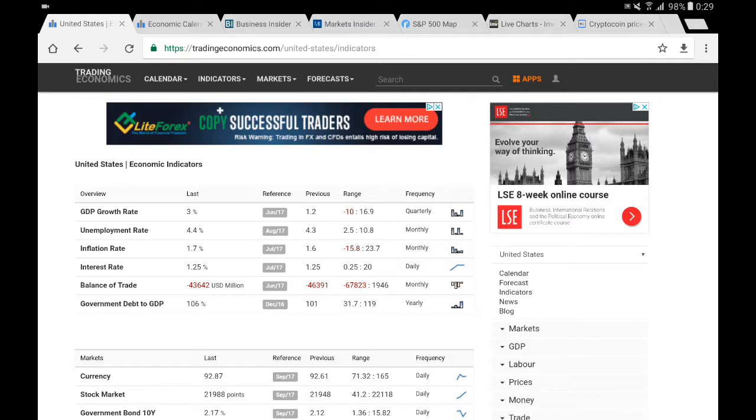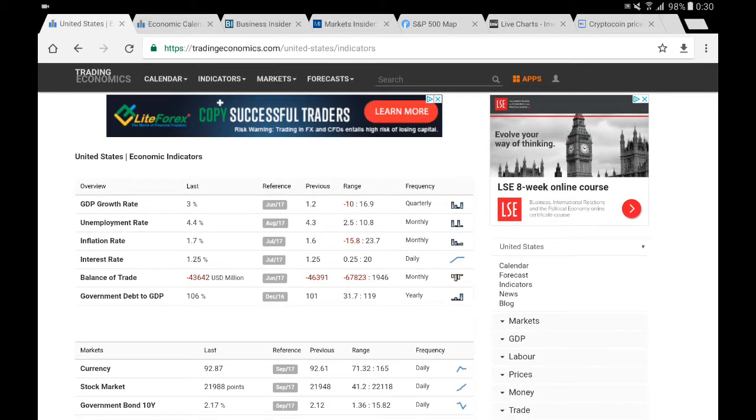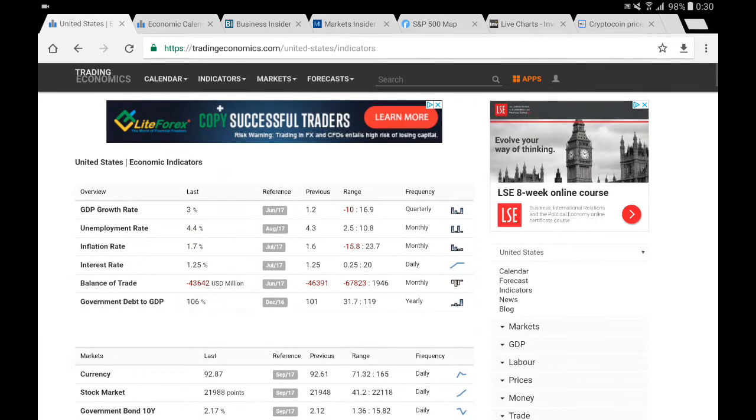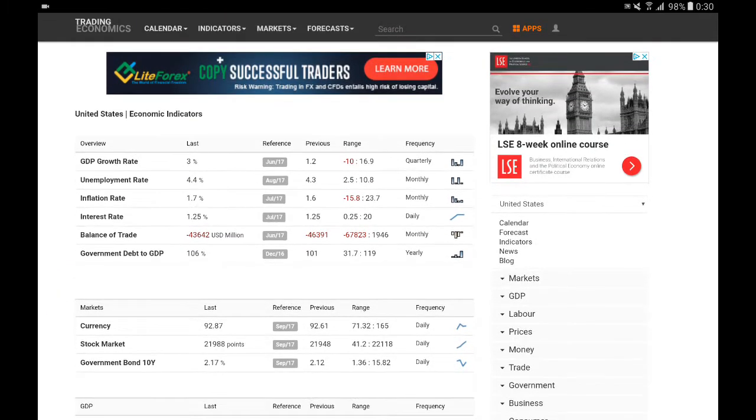First, GDP growth 3%. That was the last number published. Next, over here, we have unemployment rate at 4.4%, inflation rate at 1.7%, interest rates at 1 and a quarter of a percent. The balance of trade still in a deficit. Government debt to GDP 106%.